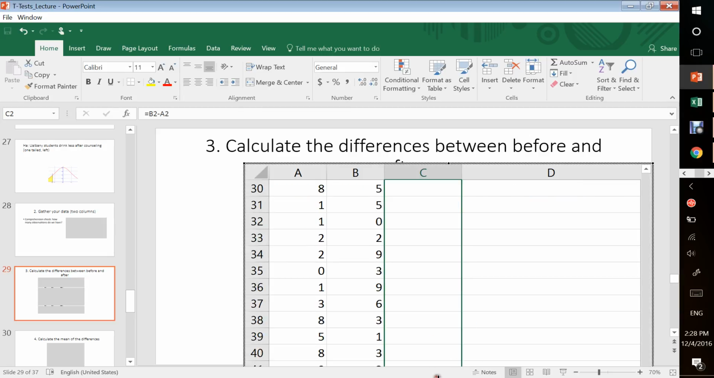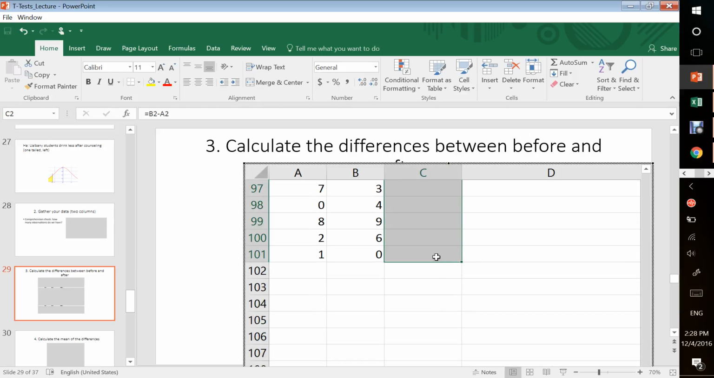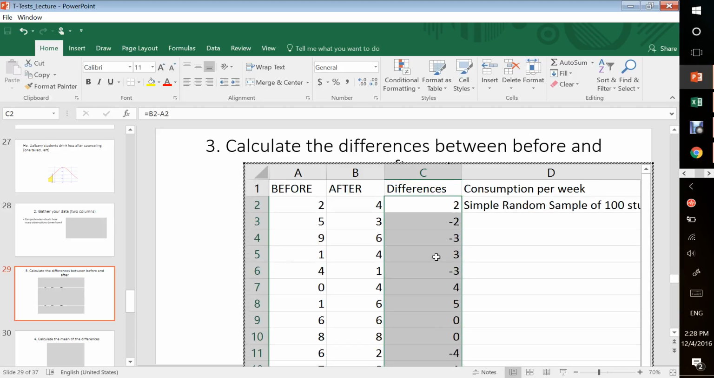Now the values in this variable are saying whether or not the students drank more or less after the counseling, where the positive score indicates that they're drinking more, right? So this person before the counseling was drinking 2 drinks a week, and after they were drinking 4 drinks a week for a difference of positive 2.